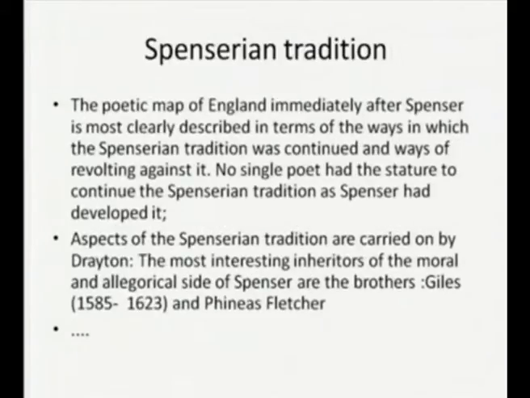So, this poetic map of England, therefore, immediately after Spenser is most clearly described in terms of the ways in which the Spenserian tradition was continued and ways of revolting against it. We have seen that no single poet had the stature to continue the Spenserian tradition, but aspects of the tradition are carried on by Drayton, and the most interesting inheritors of the moral and allegorical side of Spenser are the brothers Giles Fletcher and Phineas Fletcher.